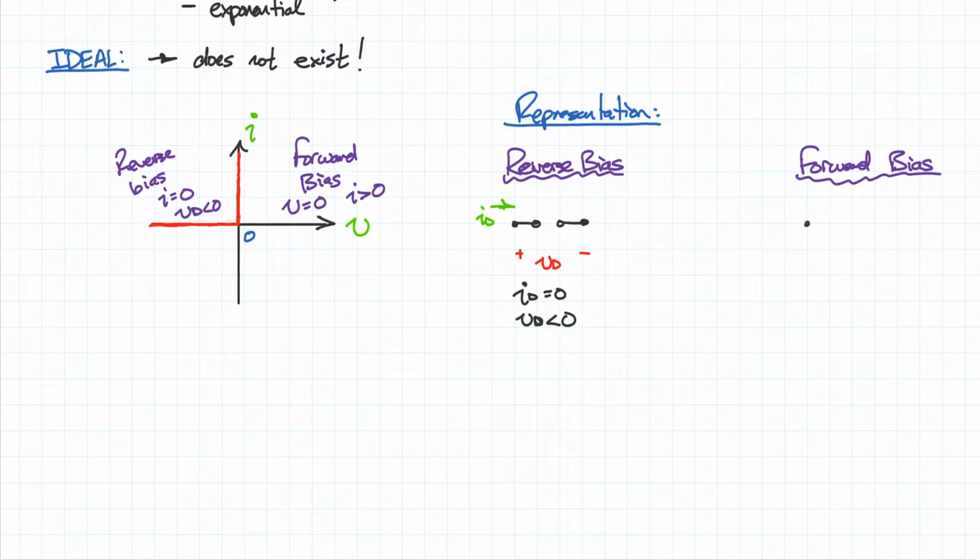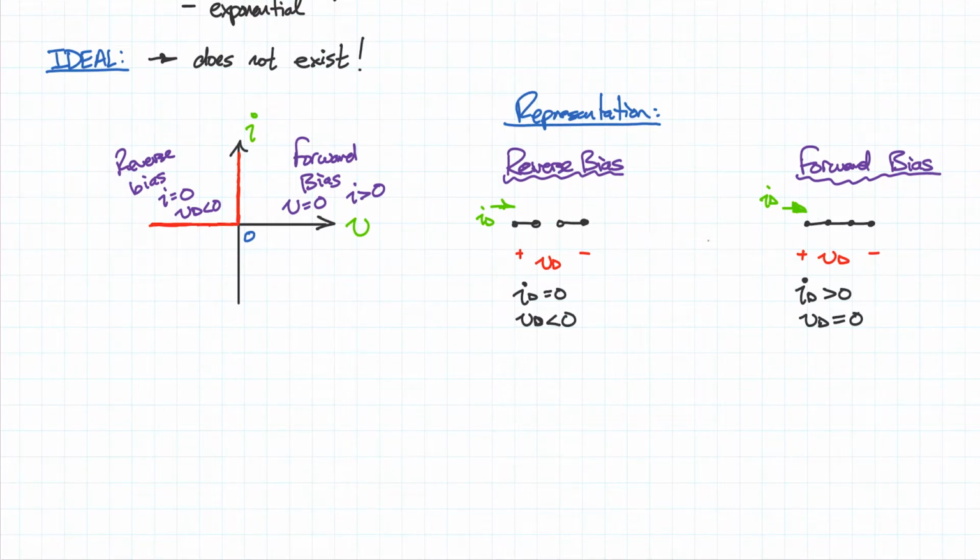And then in the case of the forward bias, I want the current to spike up and VD to be 0. Sorry, I forgot to draw the ID here. So we have ID here. If VD is going to be 0, as you would know from basic circuit theory, then it must be a short circuit. So in this case, ID is greater than 0 and VD is equal to 0.